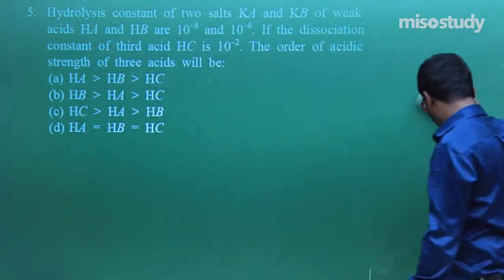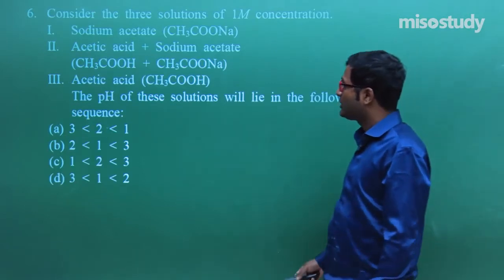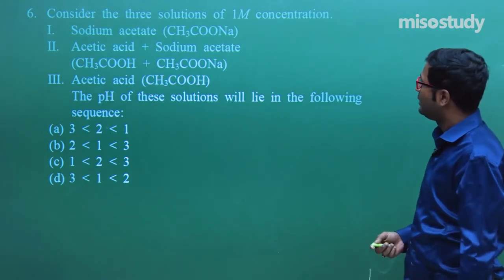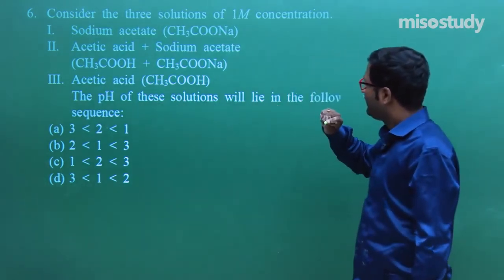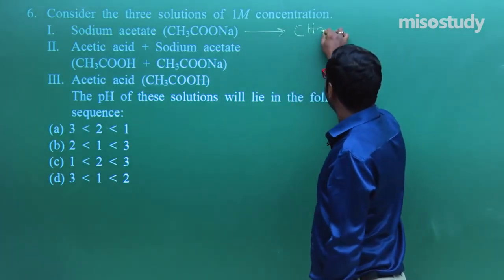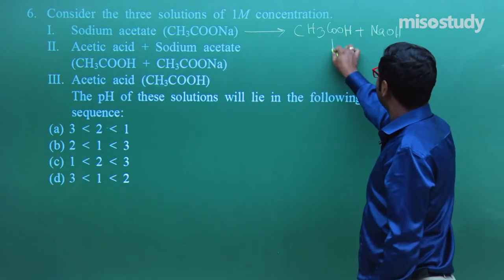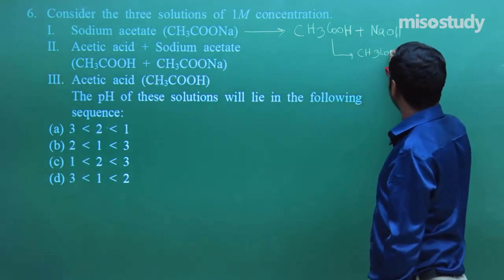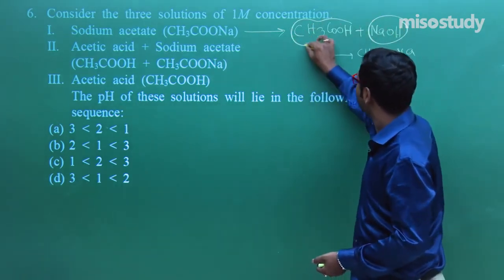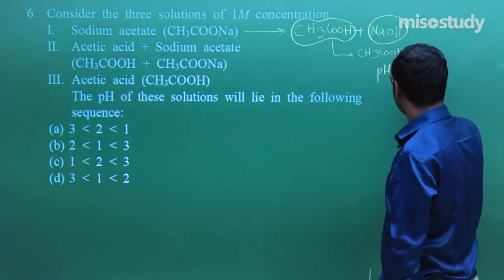Now move towards the next hurdle. Wait for a moment, friend. The next hurdle is, look at question number 6. Consider the 3 solutions of 1 molar concentration of sodium acetate. Okay, sodium acetate. Sodium acetate comes from which type? CH3COOH plus NaOH, then CH3COONa. Definitely this is from a strong base and a weak acid. If there is a strong base and weak acid, definitely it will have a higher pH.